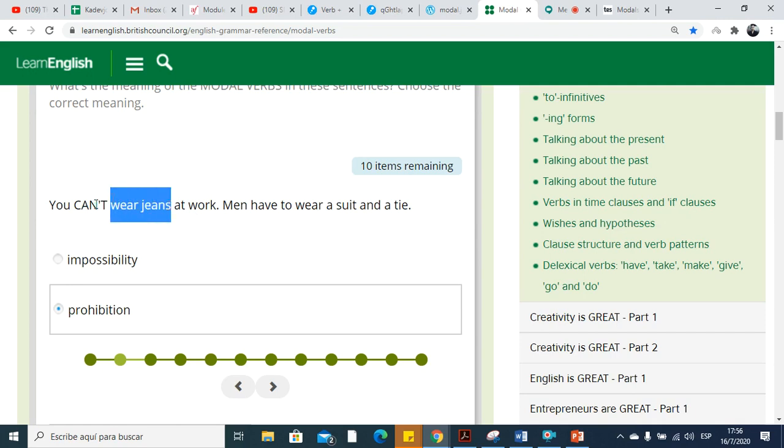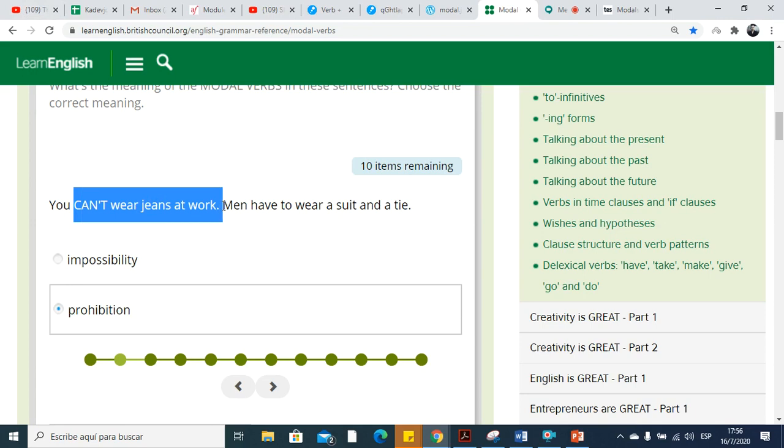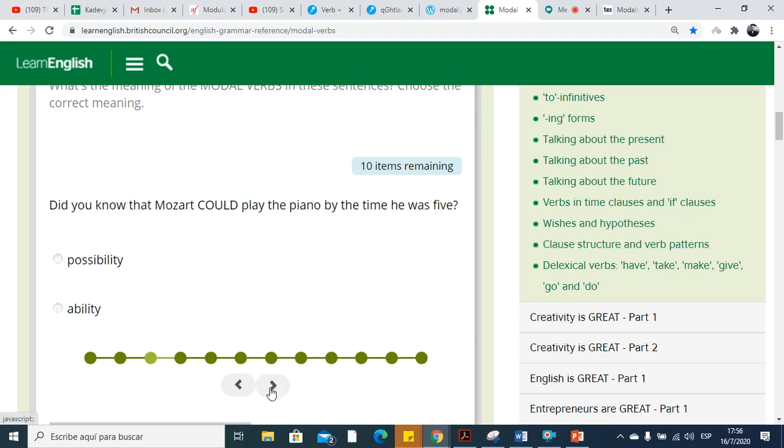En ese caso, como dice, no pueden vestir o no pueden andar, por así decirlo, jeans en el trabajo. Los hombres, dice, necesitan andar o vestir un traje y corbata. So when you say wear, it means to wear a shirt, for example, andar una camisa o vestir una camisa. Okay. So like Melissa said, you can't wear jeans at work. Es como si alguien nos estuviera diciendo, no puedes andar con jeans en el trabajo. Así de simple. Entonces en ese caso es una prohibición, como dice acá.